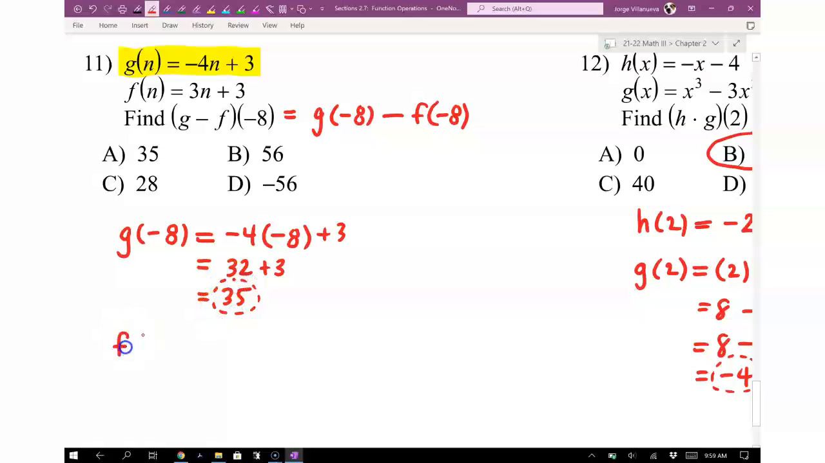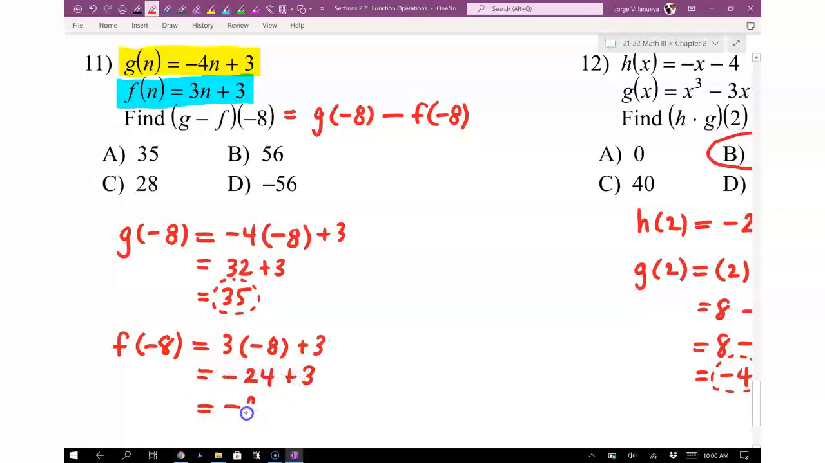Let's find f of negative 8. So f of negative 8, that's going to be the other function down here, okay, 3n plus 3. So I'm going to plug in a negative 8 where the n is. So 3 times negative 8 plus 3. Well, 3 times negative 8 is negative 24 plus 3. And negative 24 plus 3, that's negative 21. So here's my f of negative 8.